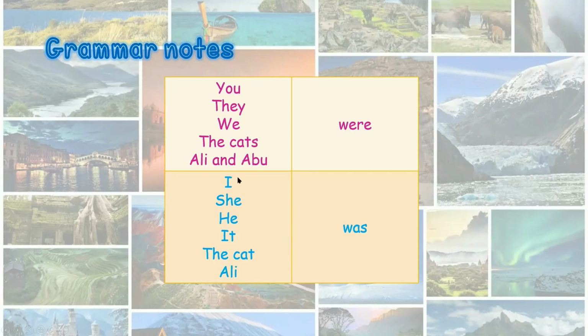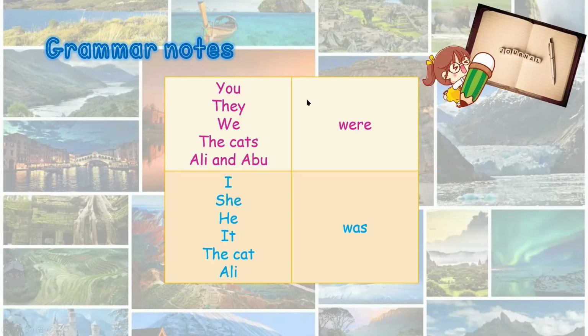Was is used when it is one person, so we use was. I, she, he, it, the cat, Ali, these all represent one. When it represents one, we use was. If it represents more than one, like you, they, we, the cats, Ali and Abu, these are many, many people. The cats also represents many, because it is more than one cat, so we use were. Pause this video and copy this table into your journal.